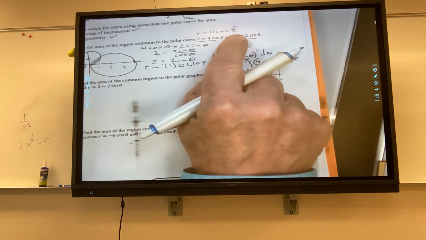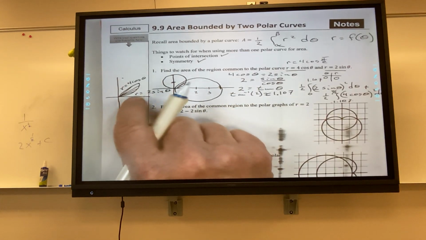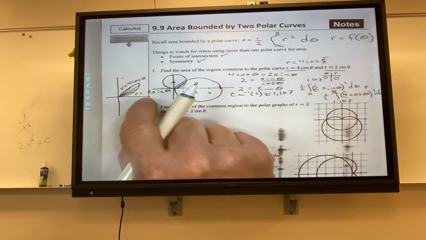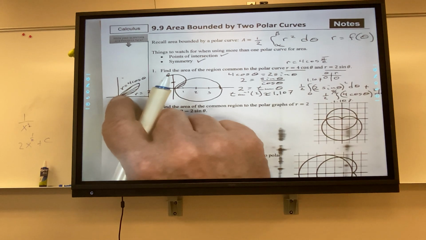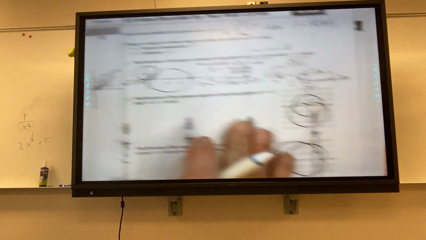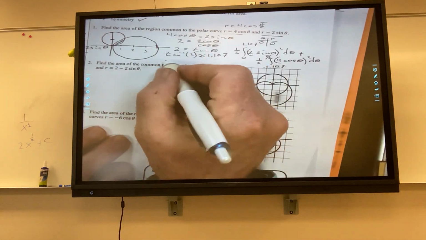So there's my integral. Again, this is r when I'm between 0 and 1.107 radians, and then this is my r when I'm between 1.107 radians and pi over 2. So that's how I set it up in my calculator. And I got an area.